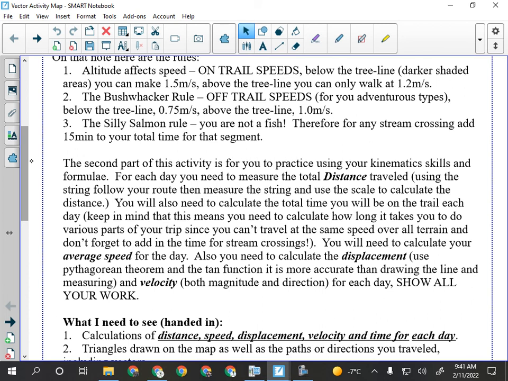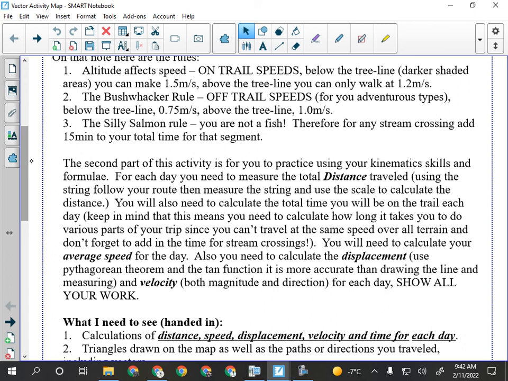Okay, and then the last rule is the silly salmon rule. You are not a fish, therefore any stream crossing will add 15 minutes to your total time for the segment if you are off trail. Right? If you're on trail, streams don't matter. If you're off trail and you have to cross a stream, you're going to add 15 minutes to your total time for that crossing. Okay?